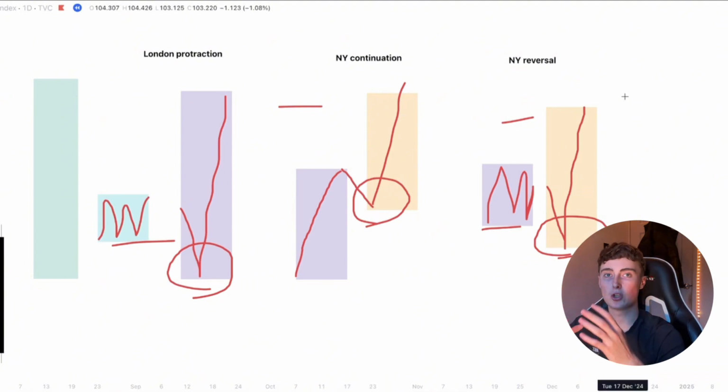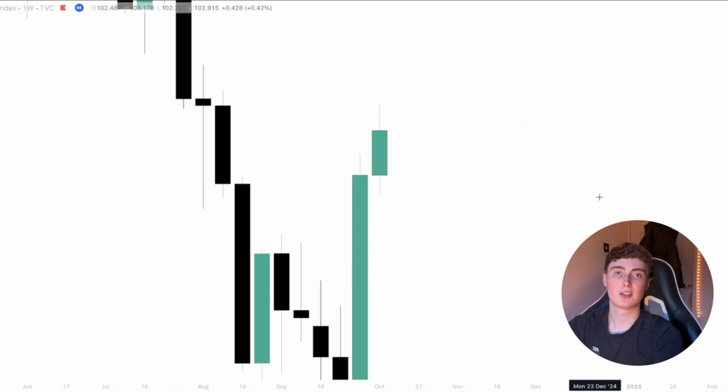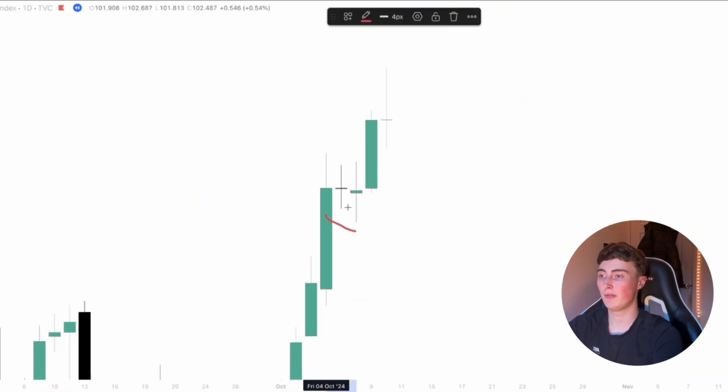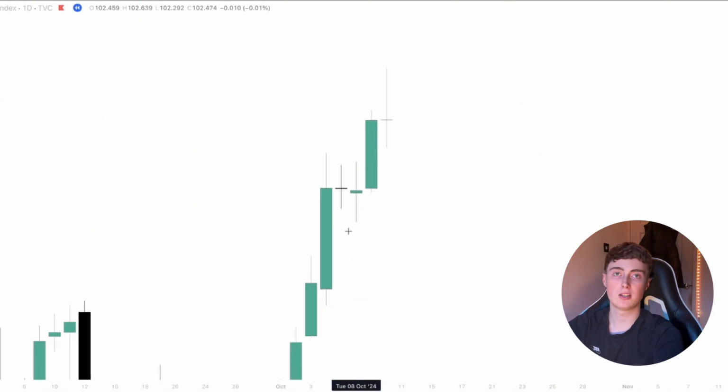Now, let's get into some examples. So this first example is on the 10th of October 2024. You may remember the week from when we just went over the weekly cycles. You can see here that Tuesday formed the low of the week. So we have a 94% chance that Thursday is going to form the high.